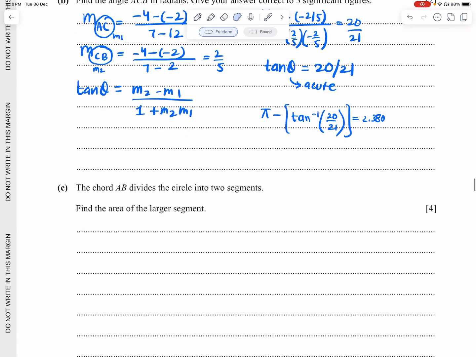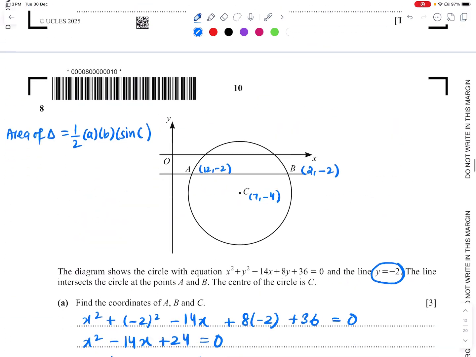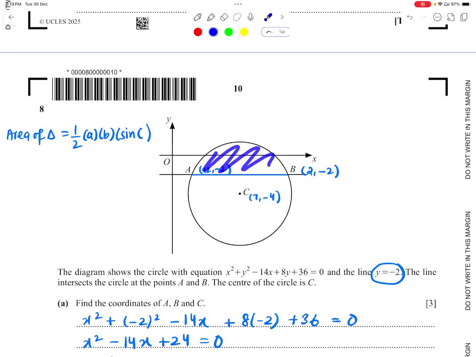Alright, now moving on to this part, it says the chord AB divides the circle into two segments. Find the area of the larger segment. Let's see what the two segments are. They're saying that this AB is dividing the circle into two. So this is one segment and this is the larger segment that they're referring to in this question. So they're basically telling you to find out the area of this segment. Now you can see that I can divide this area into two things. One, a triangle, and the other one is a sector, right? So first of all, I can figure out the area of the triangle, which is this triangle.